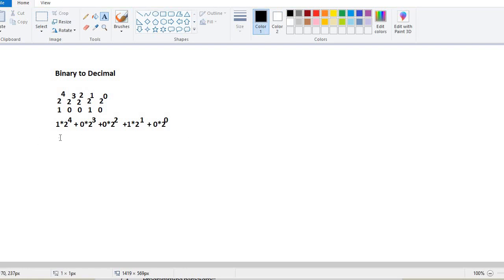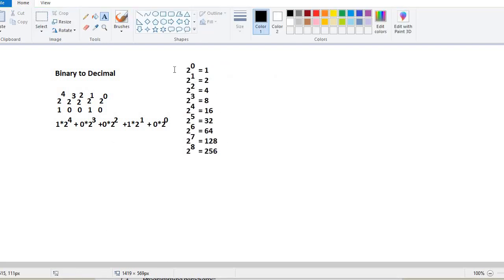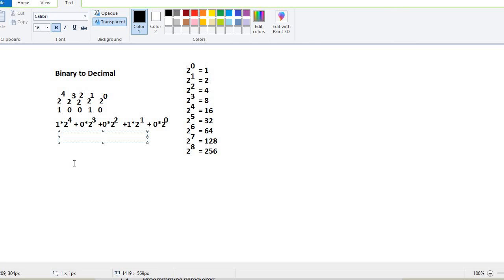Now 1 into 2 to the power 4 is, what is 2 to the power 4? First let us write it down. I am writing it down here. Now see here, 2 to the power 0 is 1, 2 to the power 1 is 2, 2 to the power 2 is 4, 2 to the power 3 is 8, 2 to the power 4 is 16, 2 to the power 5 is 32, 2 to the power 6 is 64, 2 to the power 7 is 128, 2 to the power 8 is 256. So if I see here, what I am getting is 1 into, what is 2 to the power 4?